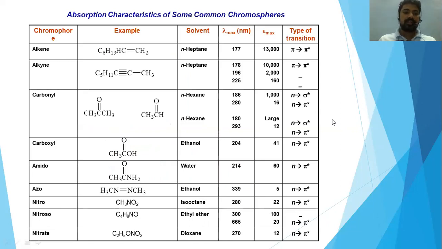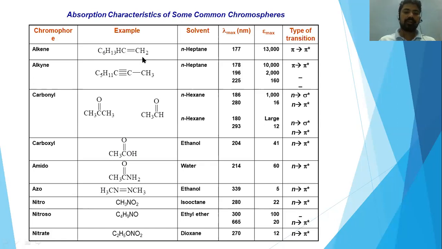Let us discuss the absorption characteristics of some common chromophores of organic molecules. Suppose you take the example of an alkene. Alkenes have the general molecular formula CnH2n, with one double bond. Here we have an example, C6H13 CH double bond CH2. So the compound has 8 carbon atoms in it.